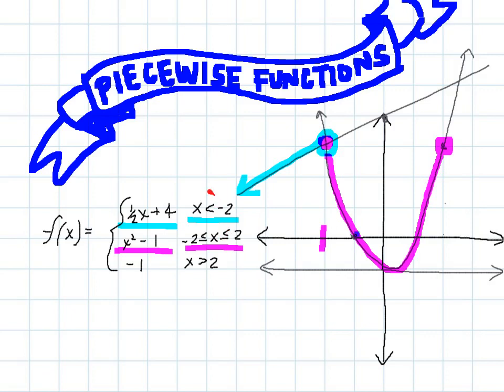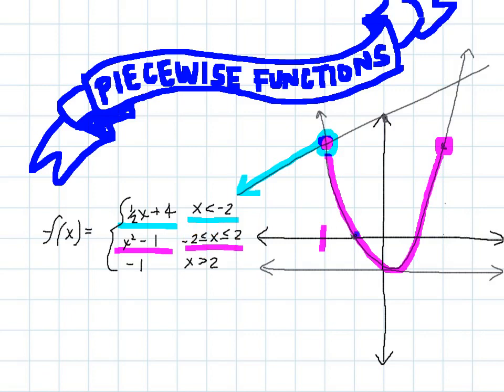So if I have a not or equal to, if I have less than or greater than, I'm going to use an open point. And if I have an inequality that is less than or equal to or greater than or equal to, I'll put a closed point on my graph.